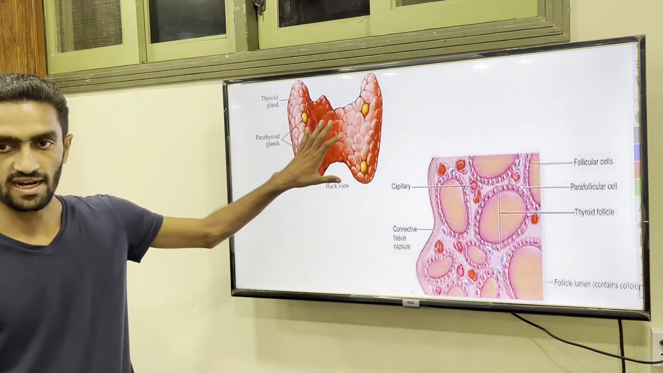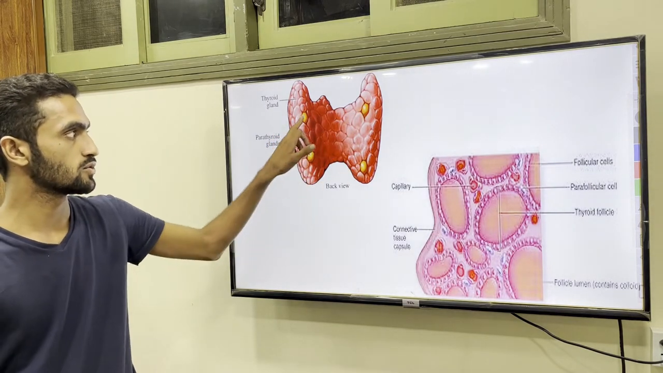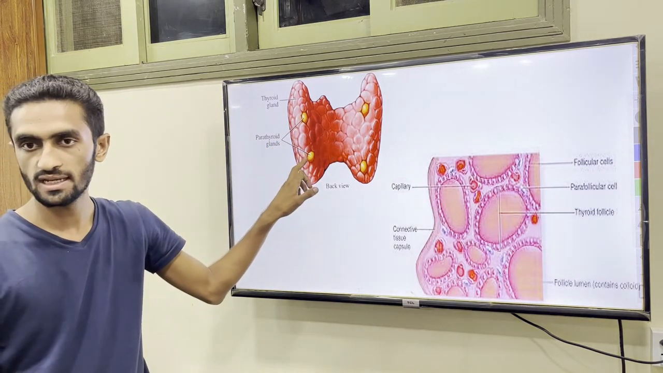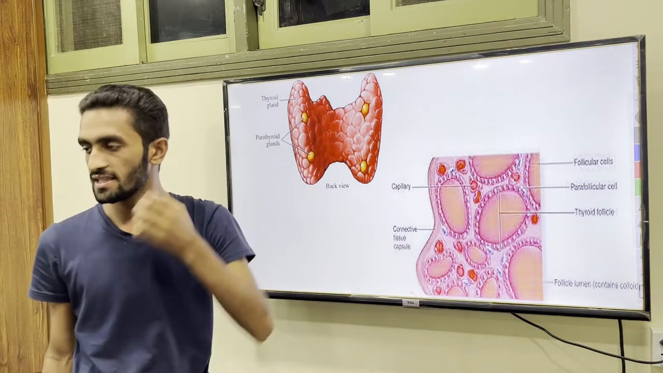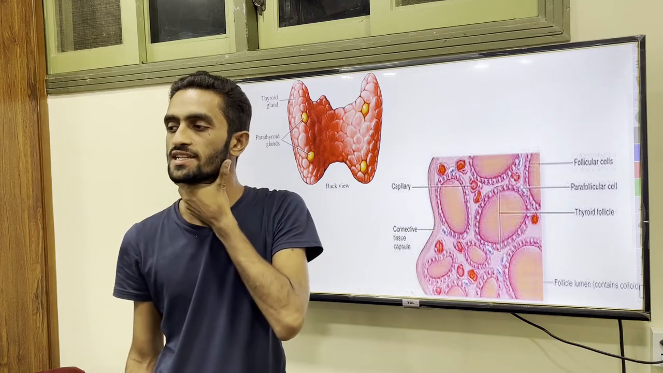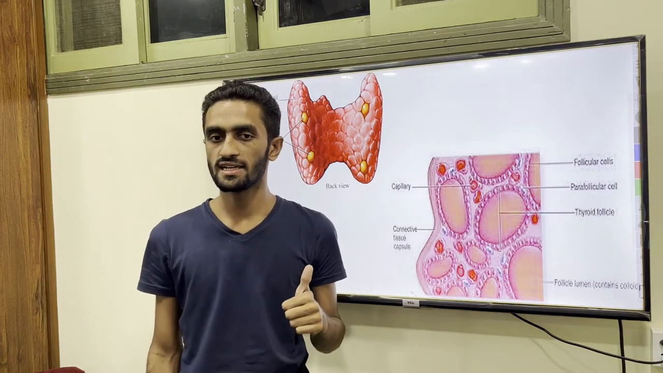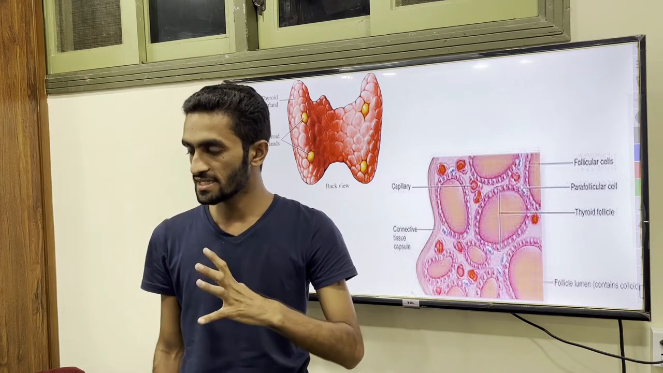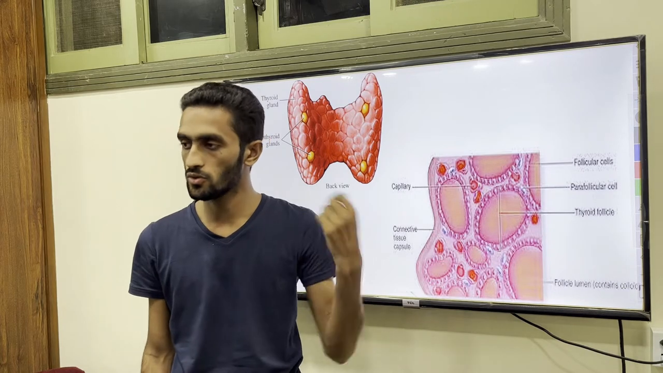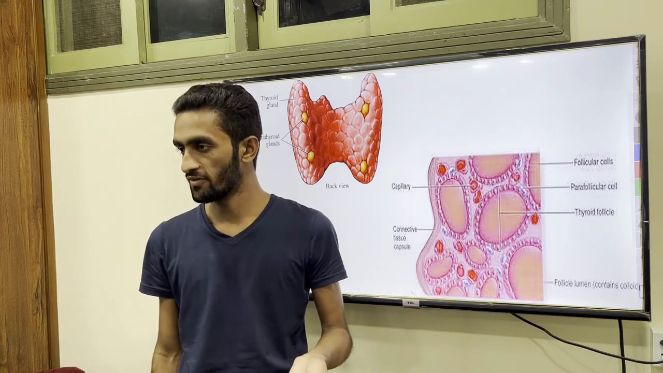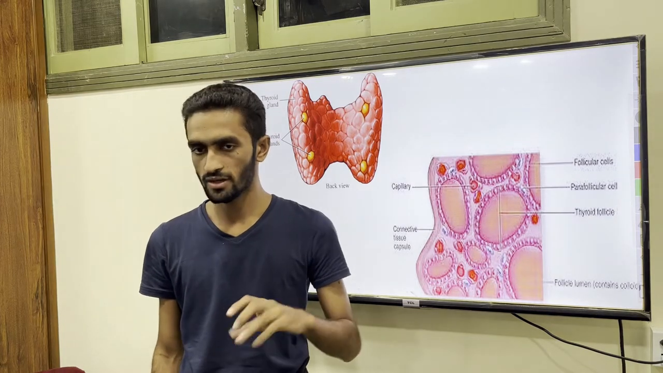Here is your thyroid gland. If you look here, you can see the parathyroids: there are four parathyroids, two superior and two inferior. These are present on the posterior aspect of the thyroid. They are important, because you cannot compensate for the loss of the parathyroid hormone. If you lose this, you lose your life. So this is the life-important parathyroid.